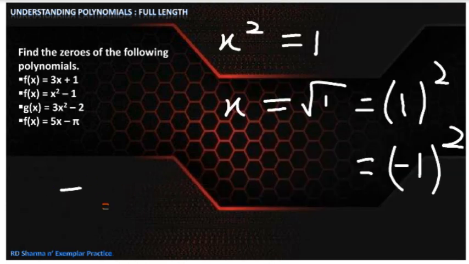So that means it's got two zeros. One is minus 1 and another one is plus 1. Similarly, you can try solving the other two questions by yourselves. Let us proceed to the next question.